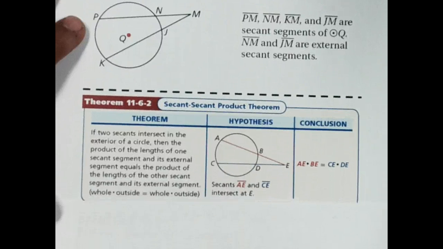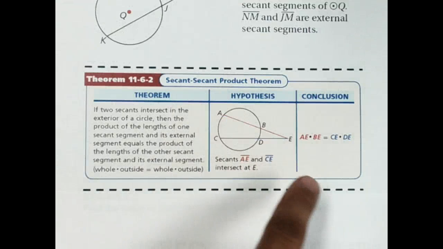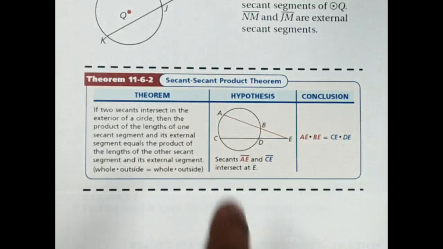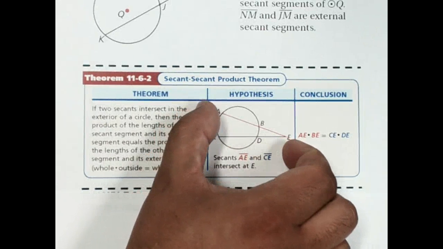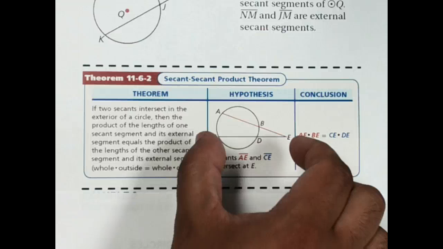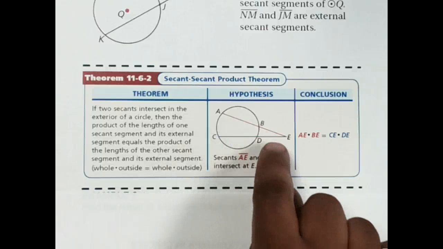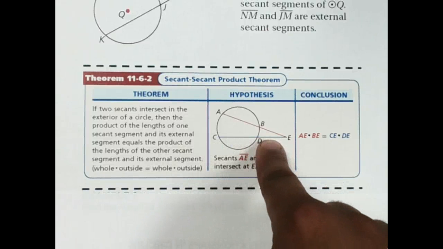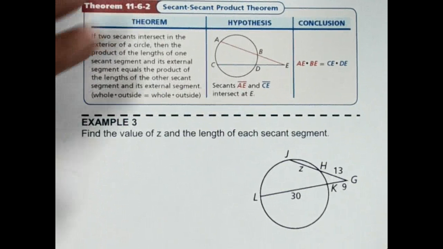Okay? So the next theorem we're talking about is the secant-secant theorem. It works very much like the chord product theorem, where we take two segments and multiply them together. This one's a little different. It's the whole segment AE times the outside part BE, is equal to CE, the whole segment, times the external secant, which is DE. So let's look at an example of that.